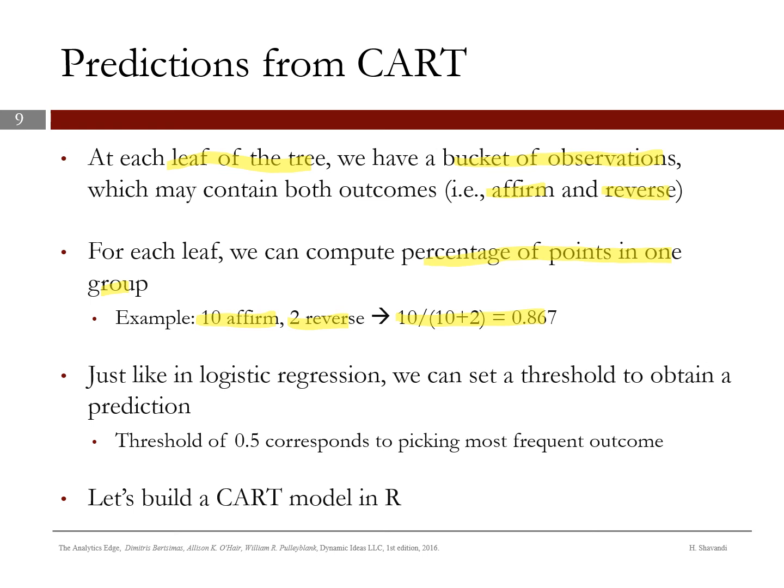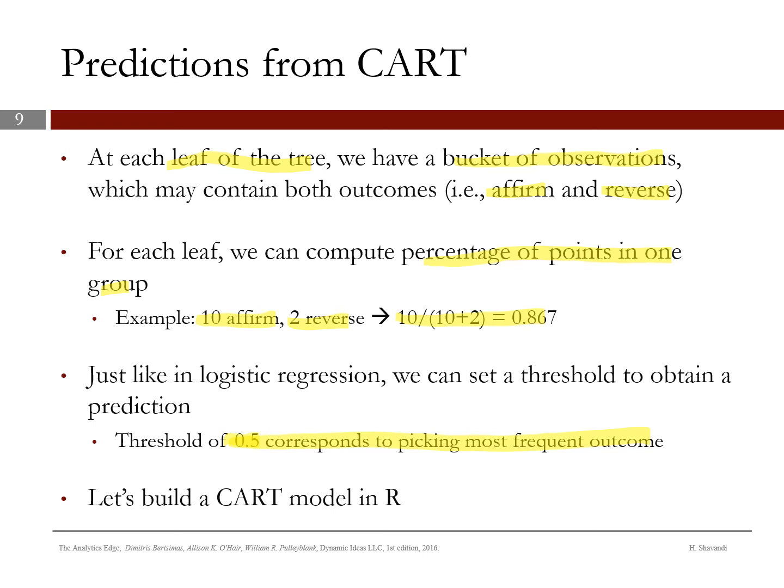Usually, like the logistic regression, we will set a threshold to obtain our prediction. For example, the default value here is 0.5, but we can set another threshold like in logistic regression. If we consider 0.5 as the default value here, that means we are considering the most frequent outcome as our prediction. So in this example, it is over 0.5, so for that bucket, our prediction would be affirm. Okay, so this is for a categorical outcome variable.